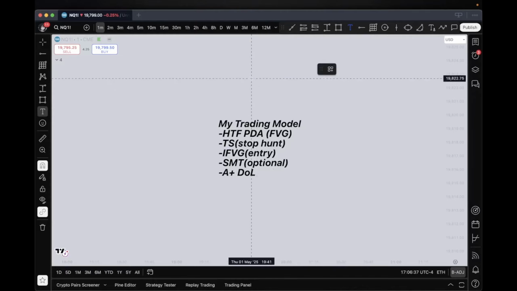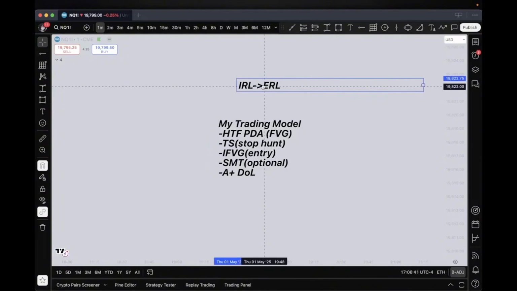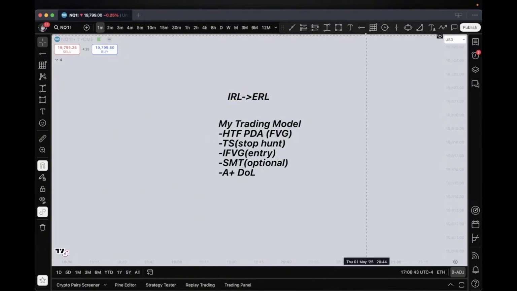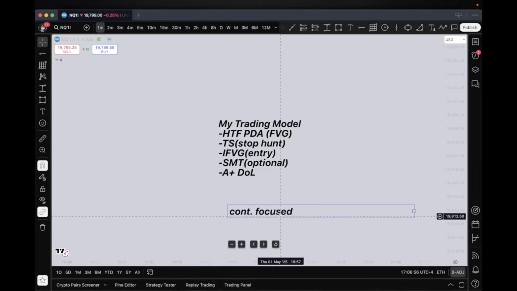Before I get into the stuff, I want to emphasize that this is an IRL to ERL emphasis, right? This is usually how I trade. I'm entering on the IRL, targeting the ERL. I rarely do it the other way, just because this is a lot more continuation focused, right? I'll actually write that here, cont focused.